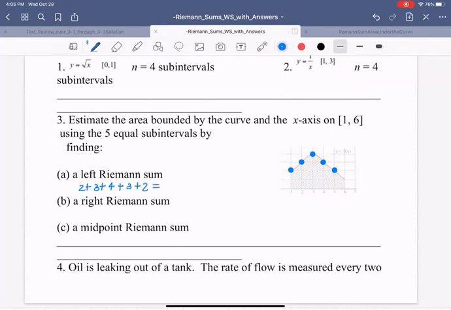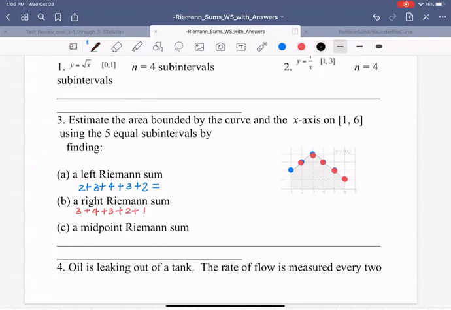Make sense? Now, if I want to do the right sum, I do it from here: this one, this one, this one, this one, and this one. So I copy down 3 plus 4 plus 3 plus 2 plus 1. That makes sense?